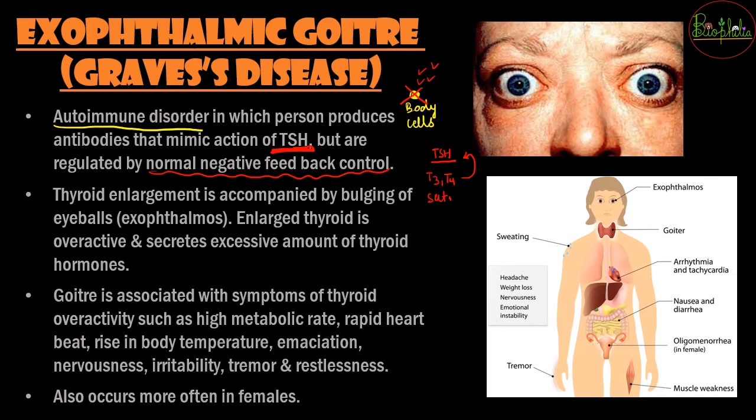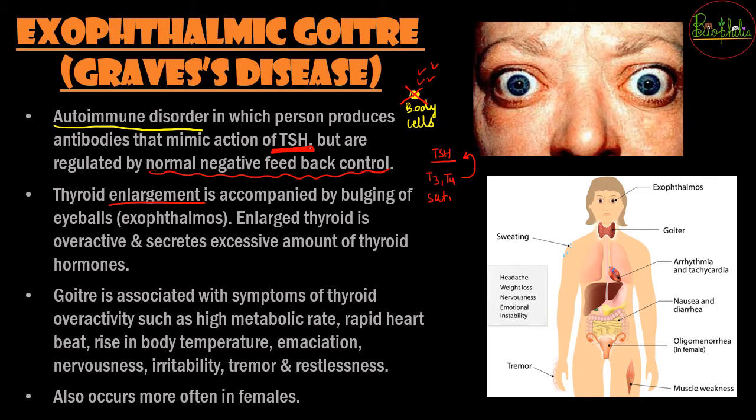So TSH अगर रिलीज नहीं होगा, then what is going to happen? TSH release नहीं होगा, T3 and T4 are not secreted. So because of that, T3 and T4 once they are not secreted, there is going to be thyroid enlargement because body की जो need है वो complete नहीं हो पा रही है, and that thyroid enlargement is also going to be accompanied by the enlargement of bulging of eyeballs, and you can see here in the photograph as well how the eyeballs are going to be bulged.